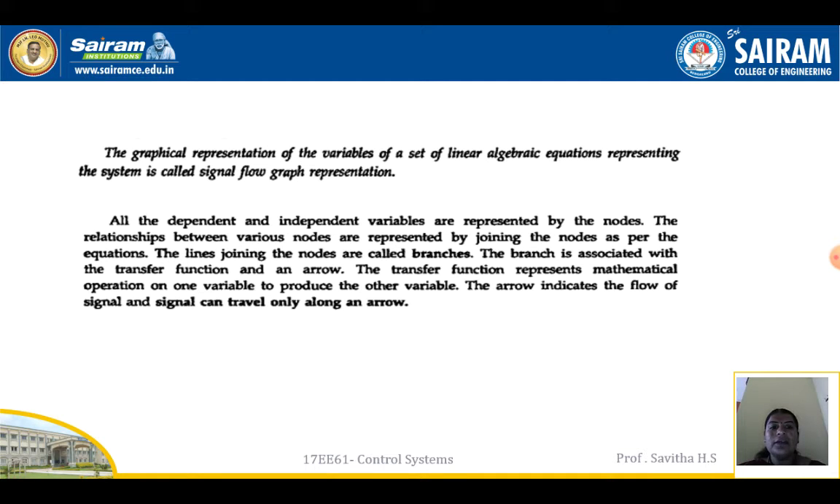The branch is associated with a transfer function and an arrow. The transfer function represents a mathematical operation on one variable to produce the other variable. The arrow indicates the flow of signal, and the signal can travel only along an arrow.